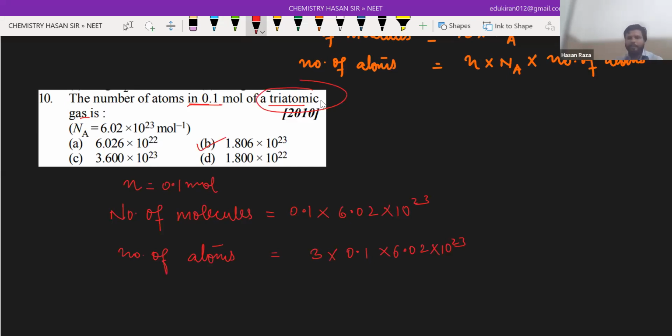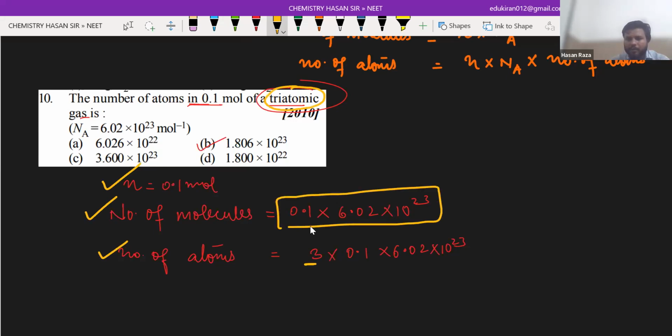Am I lagging? Yes, sir. Sorry. Am I still lagging? No, sir. Okay. So what I was saying is that the number of moles is this, the number of molecules is this, and the number of atoms: as we know this is triatomic, that's why I multiplied it by 3 in the number of molecules. I think it's clear to all of you. Yes, sir.